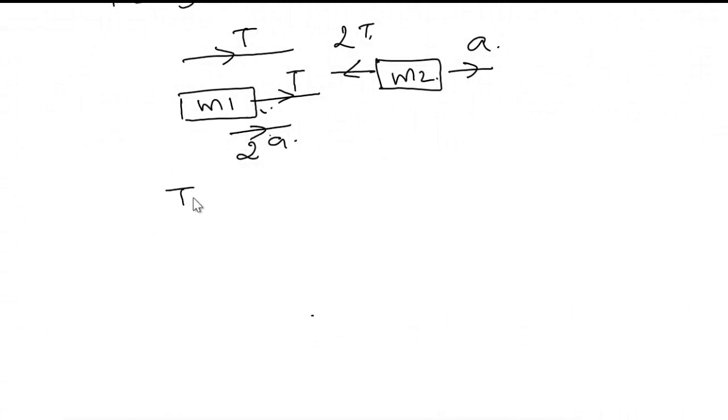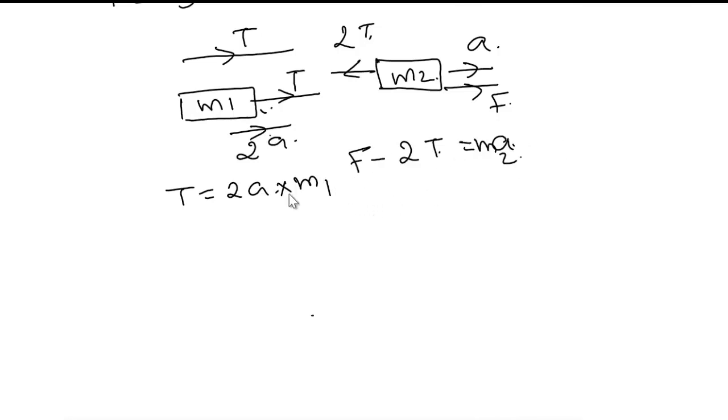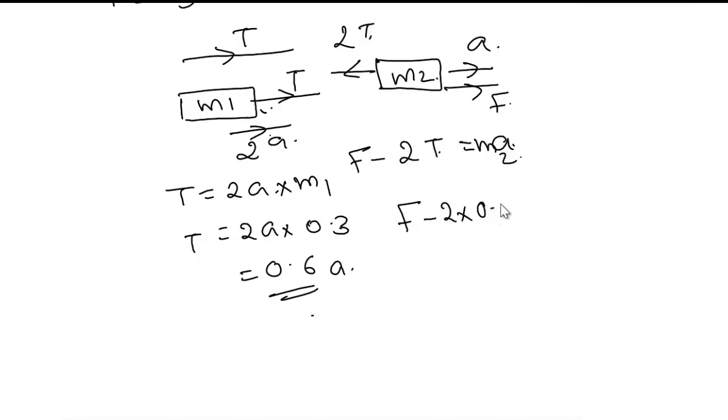So here T equals 2A into M1. From the first one I am getting T equals 2A into M1, and here 2T minus F, the force which is acting over here, right? So F minus 2T equals M2 into A. From here I am getting T equals 2A into M1. Already we got it as 300 grams, that is 0.3. So 0.6A I am getting. So F minus 2T, 2T I can write as 2 into 0.6A, equals M2, 0.2 into A.